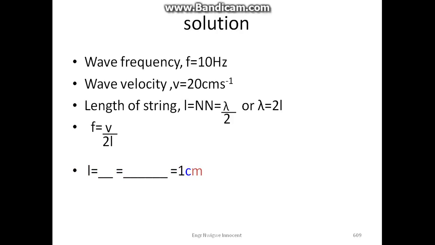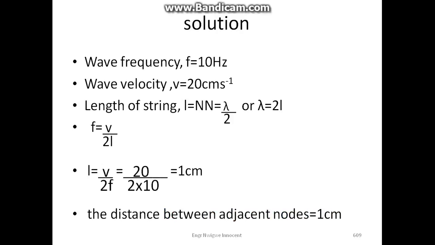Making L the subject of the formula, we have L equals v over 2f, which equals 20 over 2 times 10, which gives us 1 cm. The distance between adjacent nodes is 1 cm.